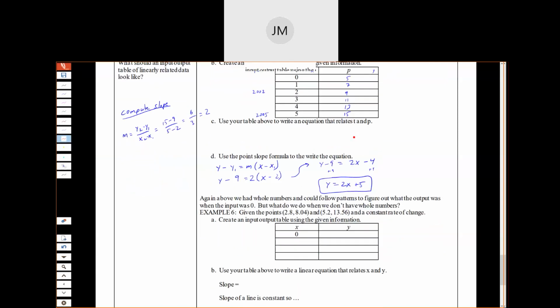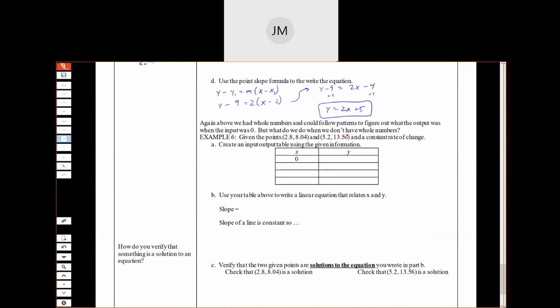In our next example, we don't have whole numbers, so we're really going to have to rely on the formulas, because you're not reasonably going to be able to do that just by counting by 2s or something simple like that. Okay, so let's suppose that we're given the points, and I'm going to write these two down. We're given the point 2.8, comma 8.04. So I'll just put in an x value of 2.8 and a y value of 8.04. And we have a second point, 5.2, and a y value of 13.56.